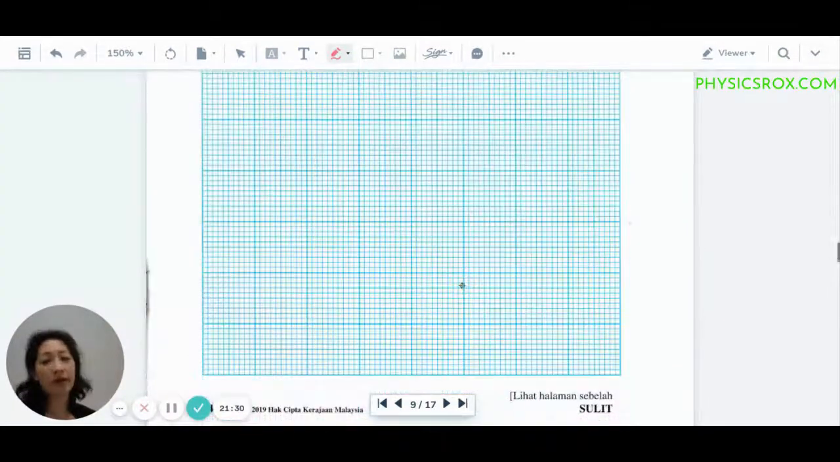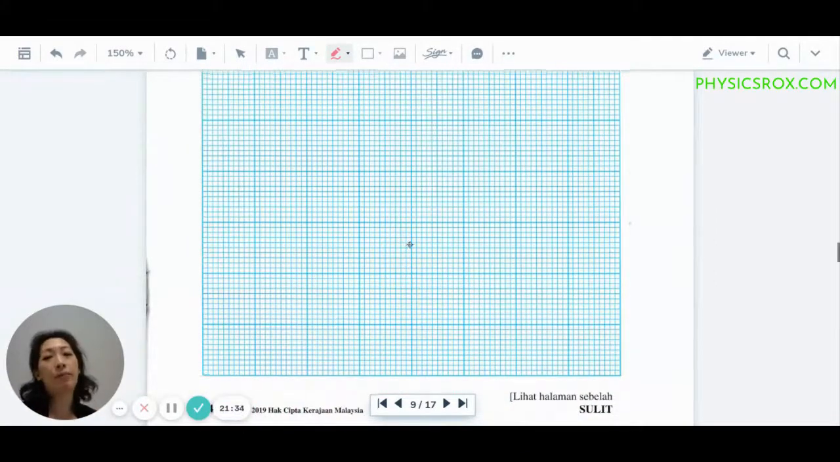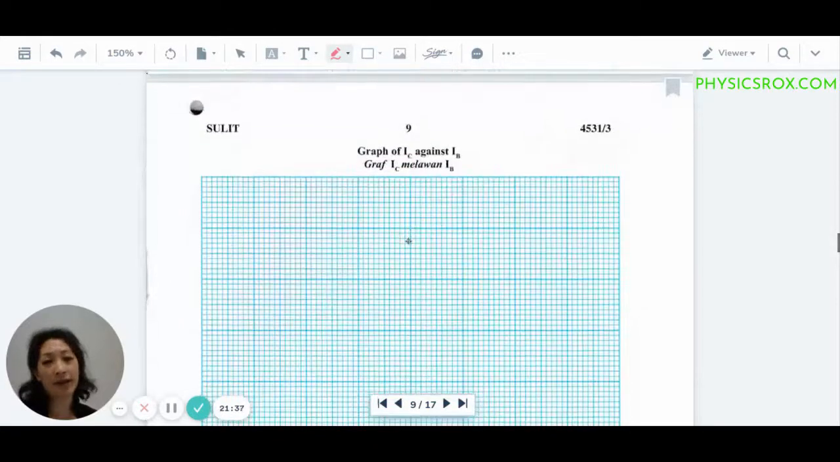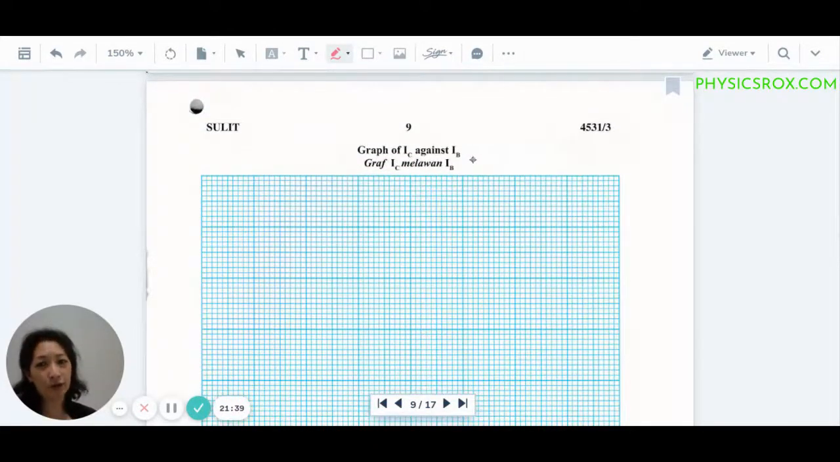Yeah, so like I said, I'm not going to draw the graph now. You guys, please draw the graph, but I will discuss with you some of the important things that you must make sure your graph has. Now, the title's already given to you, so you don't need to write the graph title.